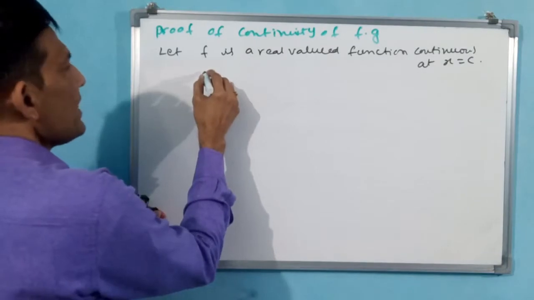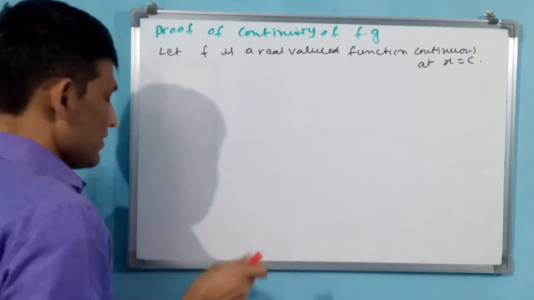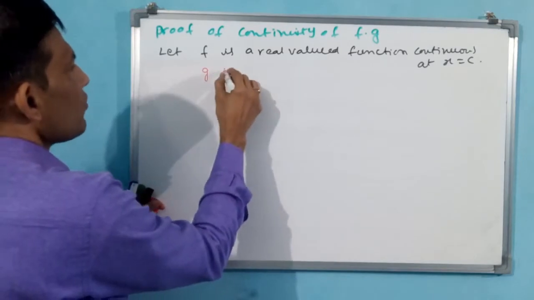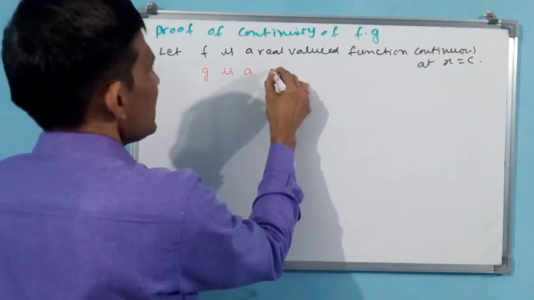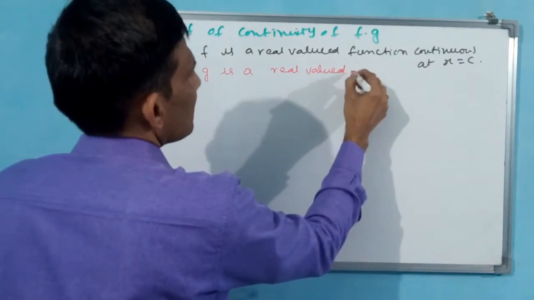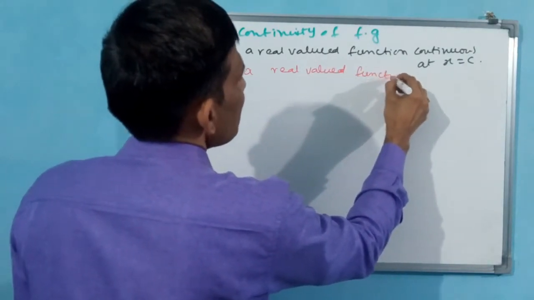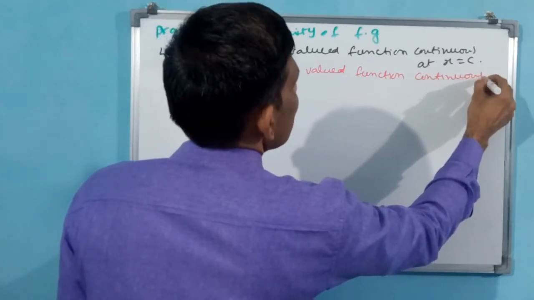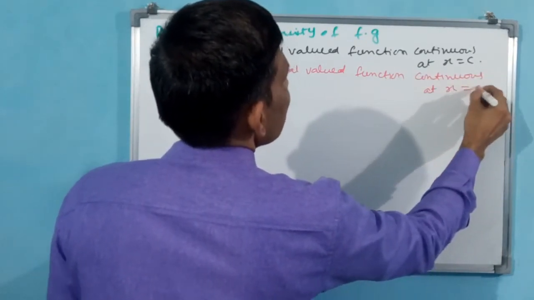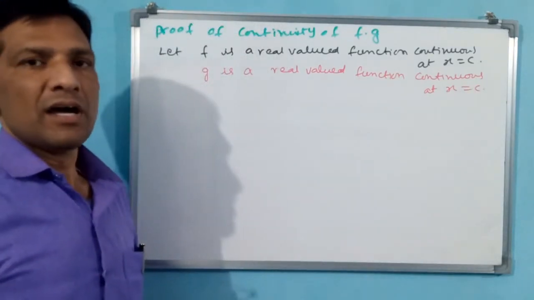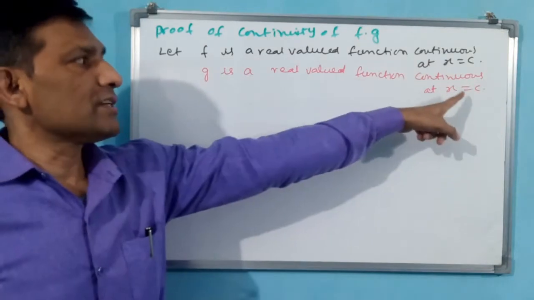Okay, same like g, also you write. While doing f into g, what are f and g you have to know. Again, g is a real valued function and continuous at x is equal to c. See, these both functions are real valued functions and both functions are continuous at x is equal to c.